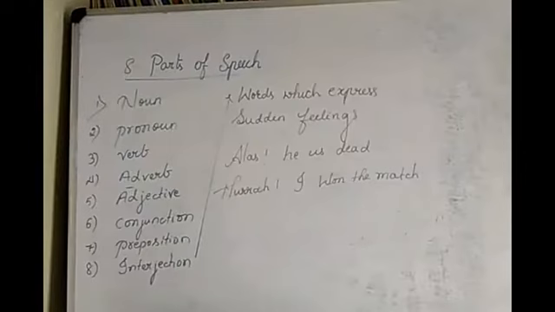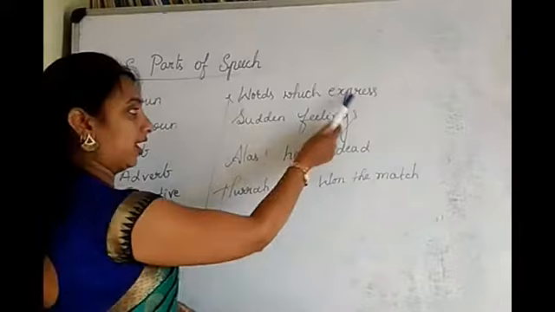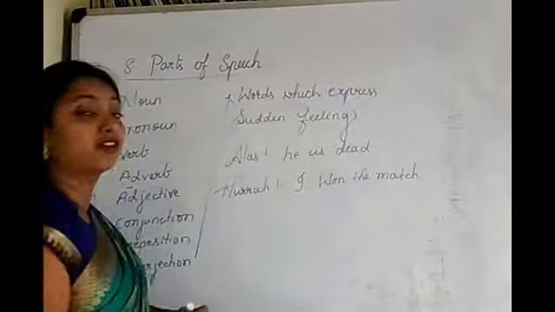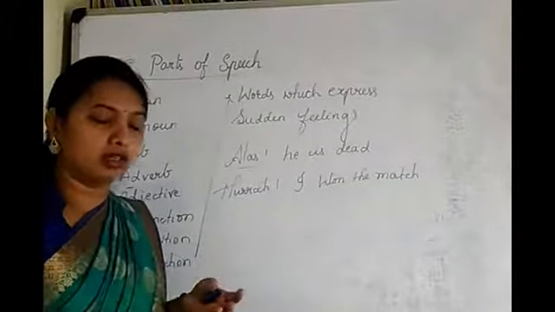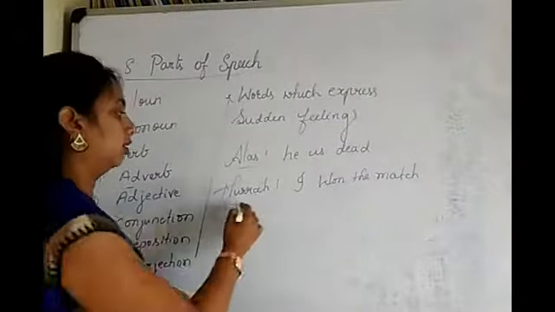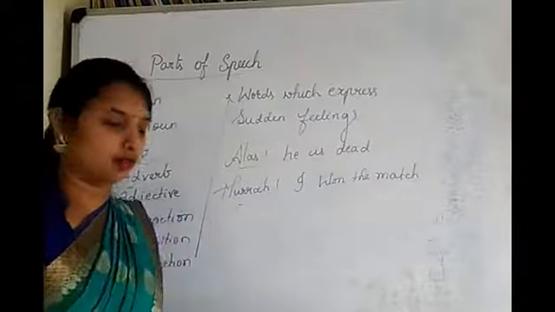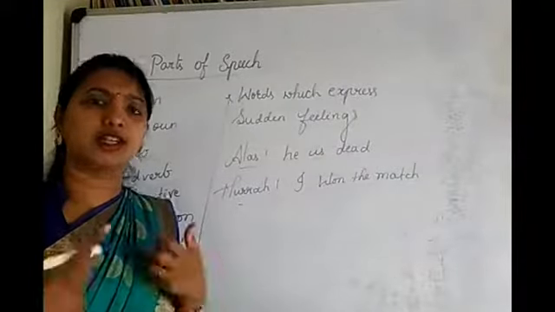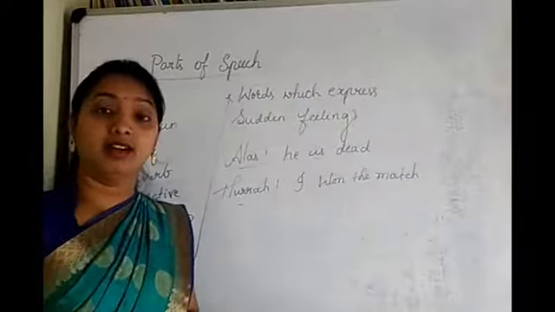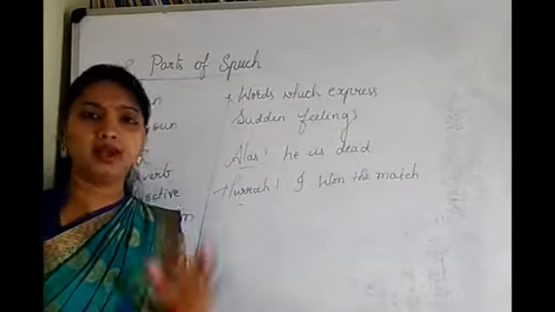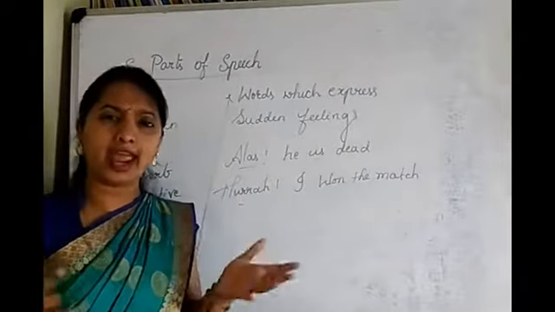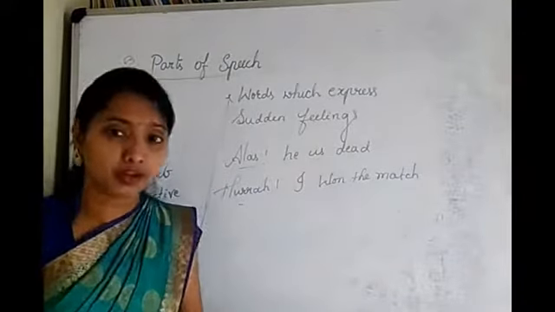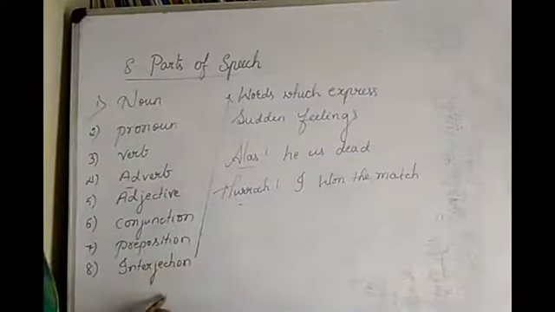Interjections are the words which express certain feelings. For example, alas, if someone is dead, alas, he is dead. Hurrah, I won the match. So, hurrah is showing your reaction, a certain expression. Just imagine, you are in a room, suddenly one snake comes to you. How will be your reaction? You'll say, oh, hey, everything. So, these expressions are called interjections.